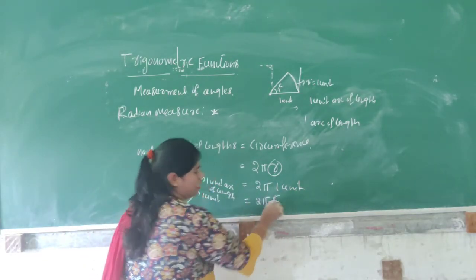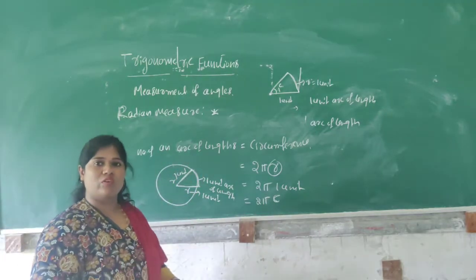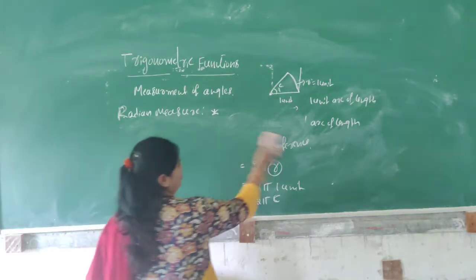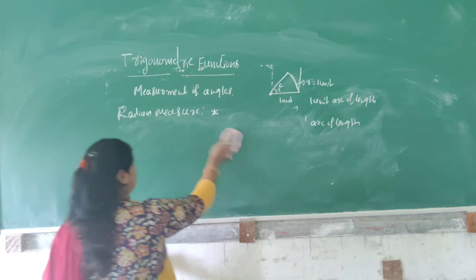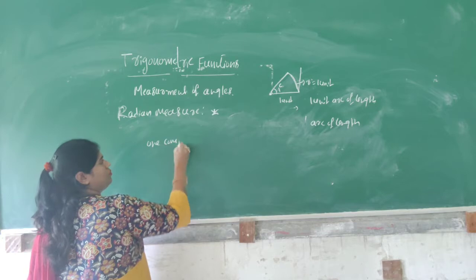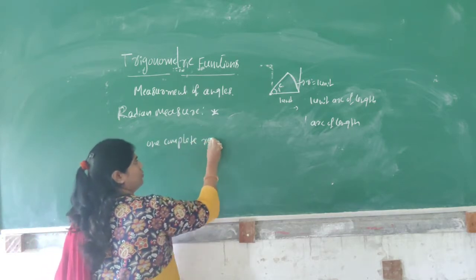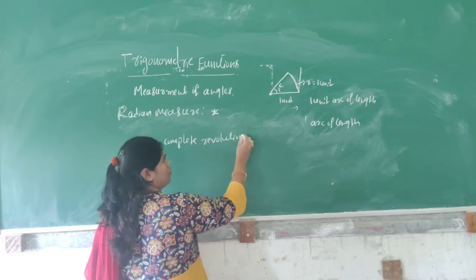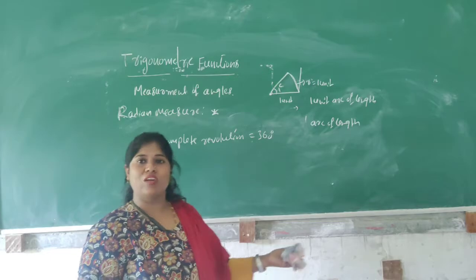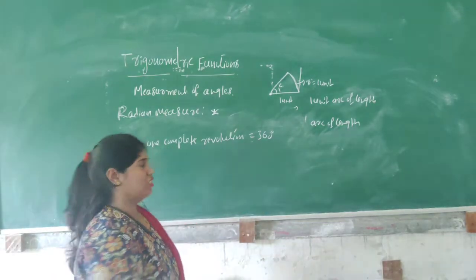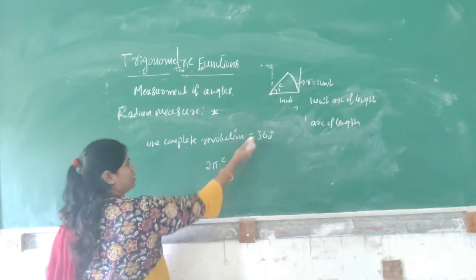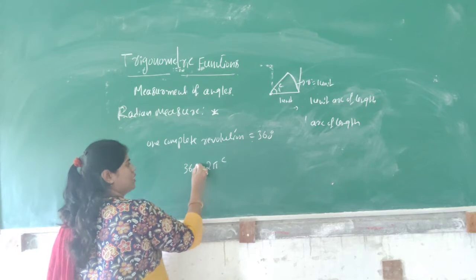2 pi radians. So to complete one rotation is equal to 360 degrees. One complete revolution is equal to 360 degrees. So the number of arcs required to complete one revolution is equal to 2 pi radians. No, so 2 pi radians. To complete one rotation is equal to 360 degrees.